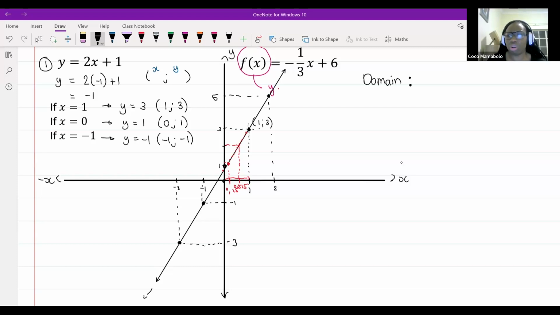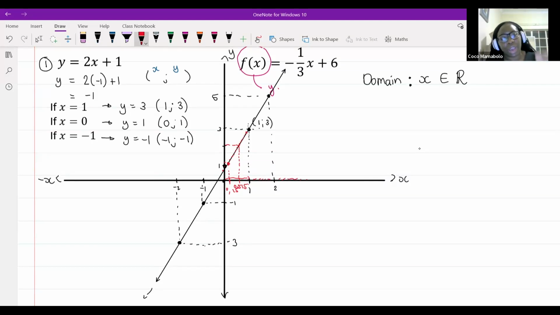Any of them? No. I'm going to get every single value for x. That means that x can be any real number. So when they ask you for the domain of a straight line graph, you're going to say that x is an element of all real numbers, because there's not a single value in between any of these numbers that I won't get. I will always get a value.